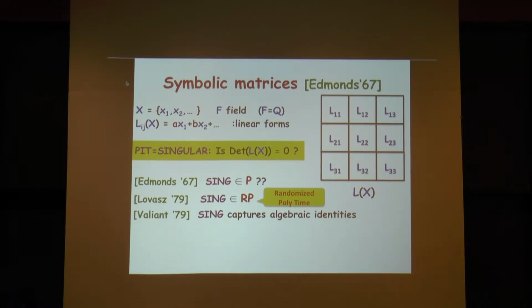Wait, what? Say that again? So every algebraic identity that you find in any mathematical text can be converted, as you should know, to a matrix of linear forms. Then it's an identity if and only if the determinant vanishes identically. Okay, that's Valiant's completeness of the determinant.